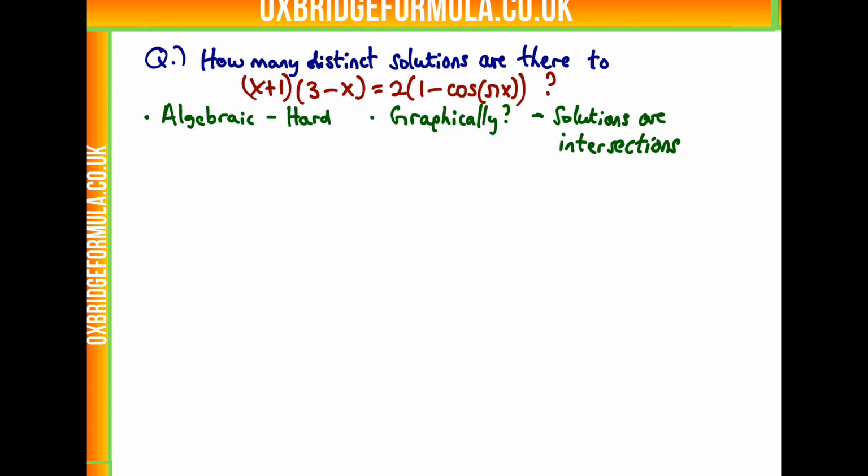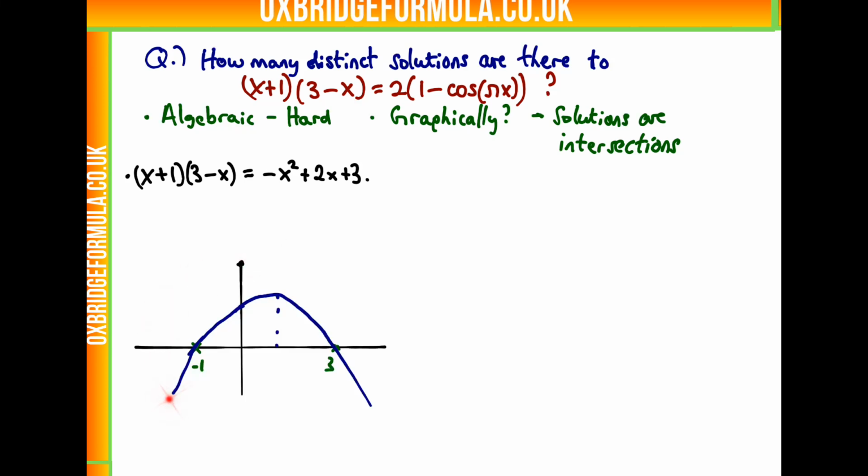Starting with (x + 1)(3 - x), this is a negative quadratic which has roots at -1 and 3. So sketching that should give us something which looks like this. What other features do we know about this? Well, let's try and work out the coordinates of this maximum. This is when the derivative is going to be 0. So that's when -2x + 2 is equal to 0, which gives us x = 1. Plugging that in gives us a y coordinate of -1 + 2 + 3, which is 4. So our maximum is going to be at (1, 4).